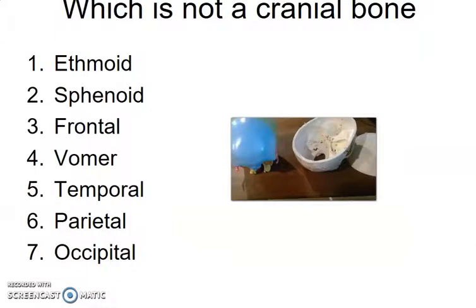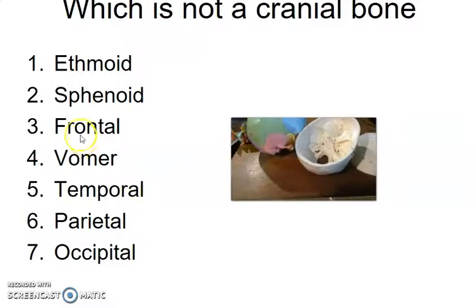So I'm going to ask you either which is not a cranial bone, which is not a facial bone, which is a cranial bone, or which is a facial bone. So this question, which is not a cranial bone? Ethmoid I just talked about, sphenoid. Okay, that narrows it down. Frontal, well, that's your frontal region. That's definitely a cranial bone. We have our temporal bone right there. We have our parietal bone there, our nice orchid occipital bones in the back. It must be the vomer.